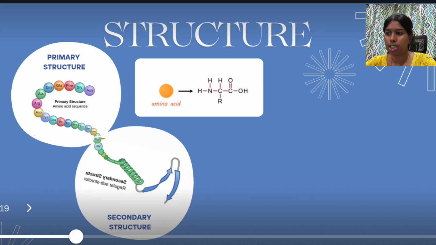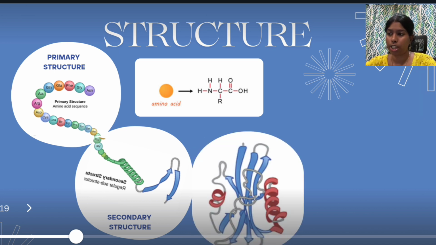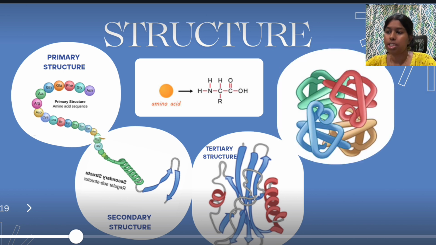Further, these secondary structures form a more complex bending of a single polypeptide chain, which is stabilized by interactions between different types of bonds like hydrogen bonds, disulfide bridges, hydrophobic interactions, etc. It gives an overall 3D arrangement to a protein structure. Further, we see the quaternary structure, which is an assembly of multiple polypeptide subunits held together. It is the most stable structure of protein.